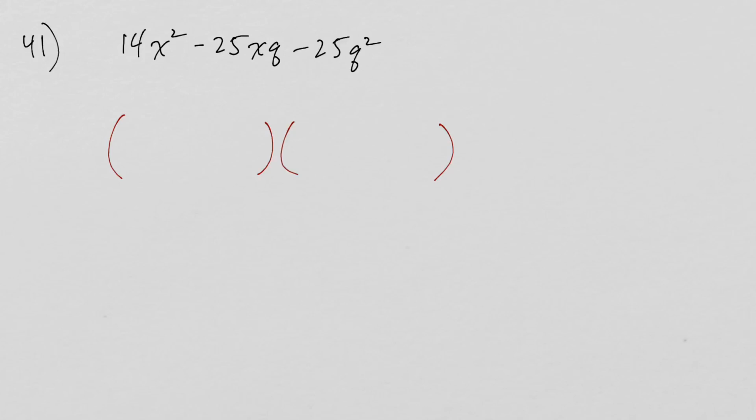I'm just going to start by guessing that this is going to be 7x and 2x. I could be wrong. It could be 14 and 1. And then I'm going to start by guessing that the 25 is going to be 5 and 5. I could be wrong. It could be 25 and 1, but I doubt it. So I'm going to put 5 and 5. And then I'll think about the signs to get me there.